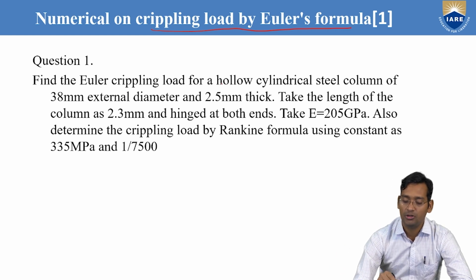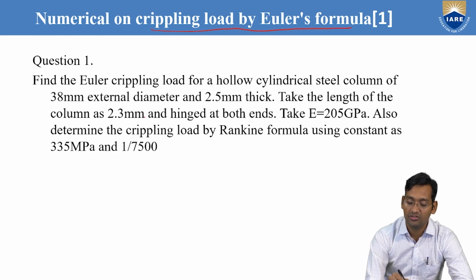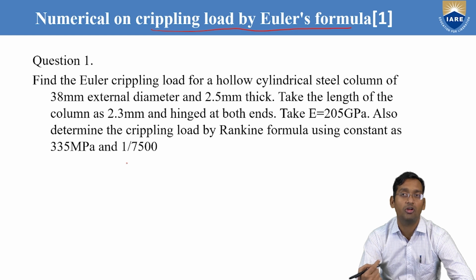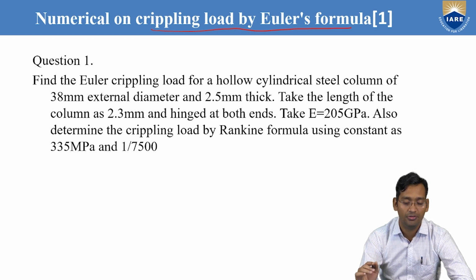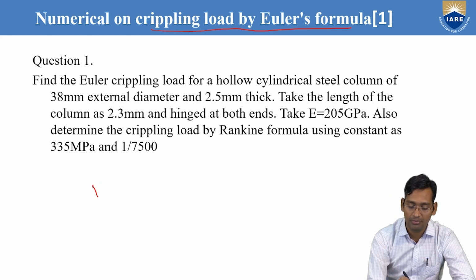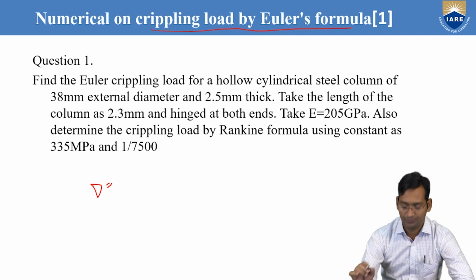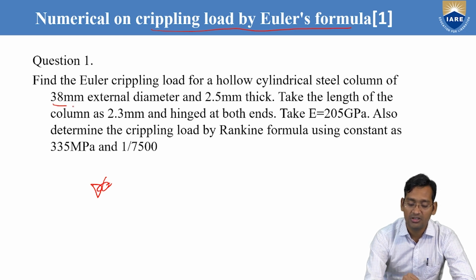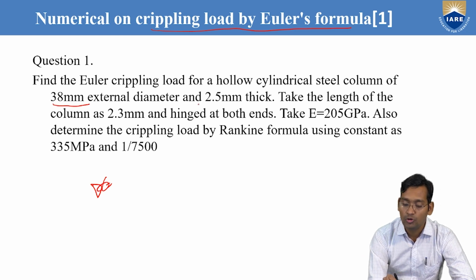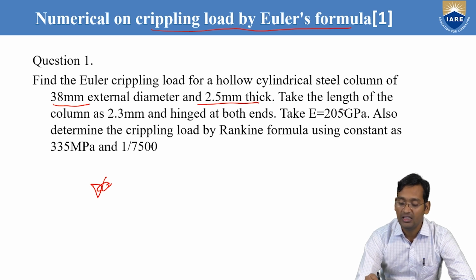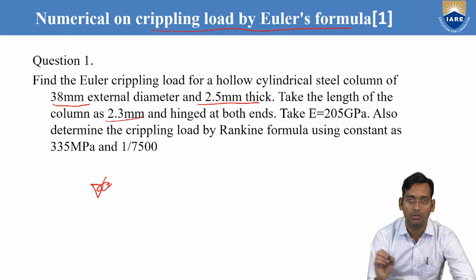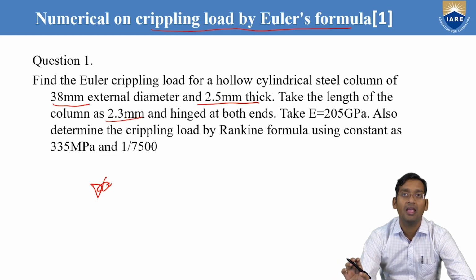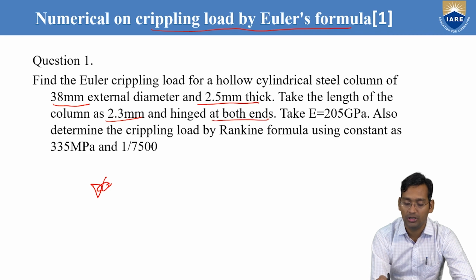Find the Euler's crippling load for a hollow cylinder steel column of 38 mm external diameter. Just see, given is what? When you are solving a numerical, just write the given data, whatever is given. The external diameter, let's take capital D, is 38 mm and 2.5 mm thick. After subtracting this, we will get the internal diameter. The length of the column is 2.3 mm, and hinged at both ends.